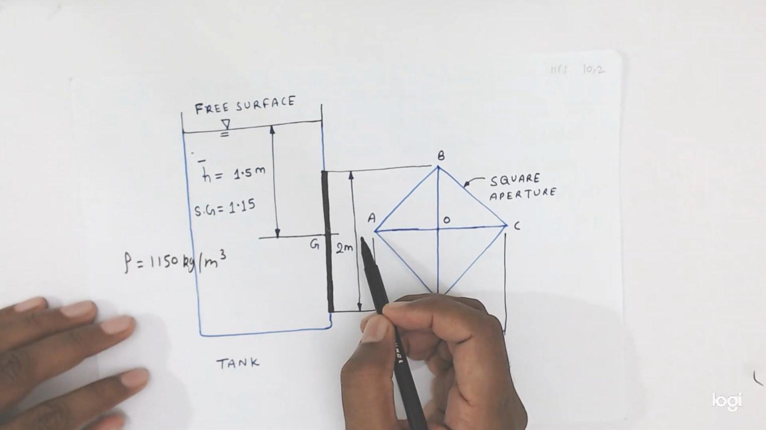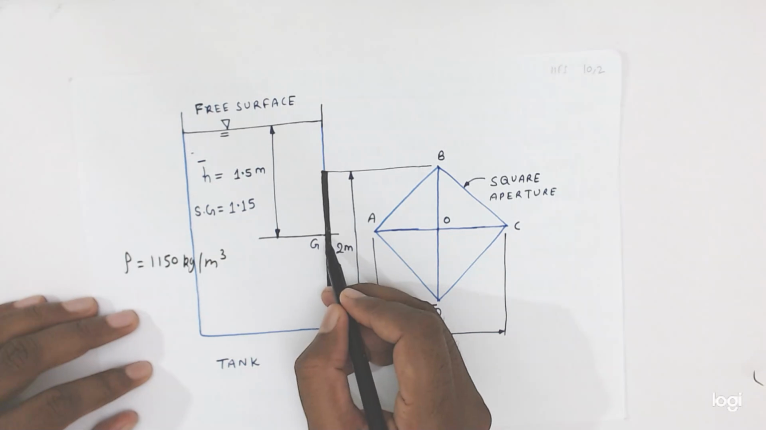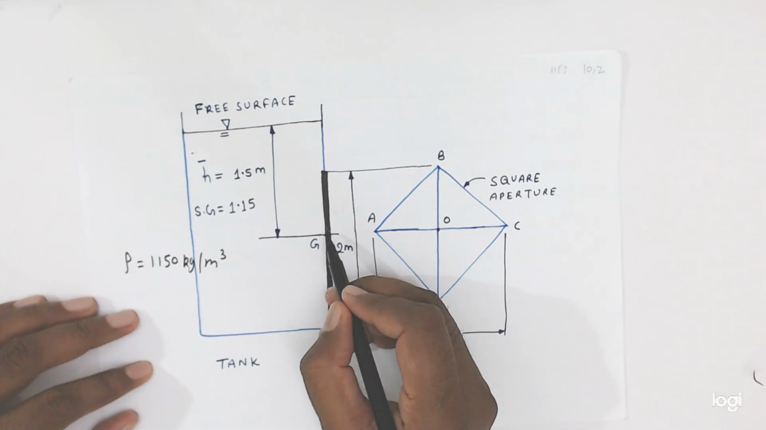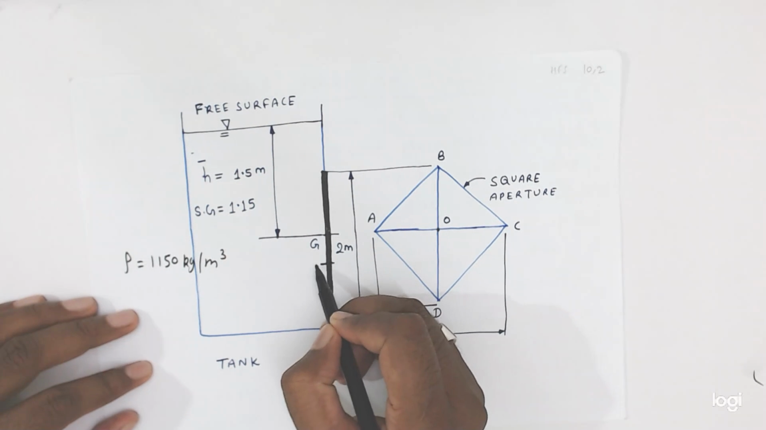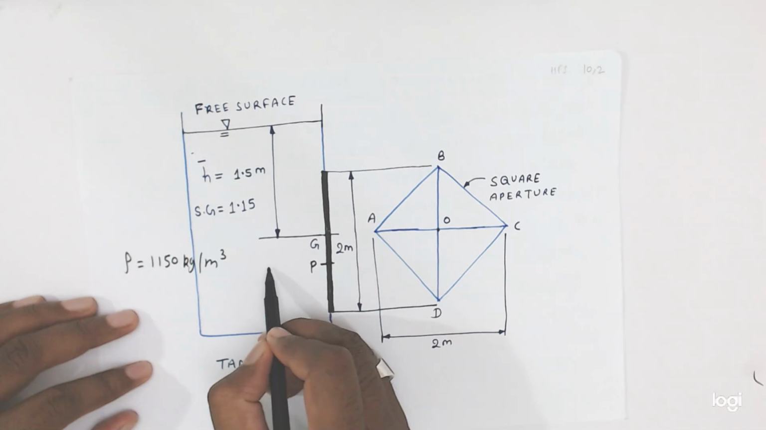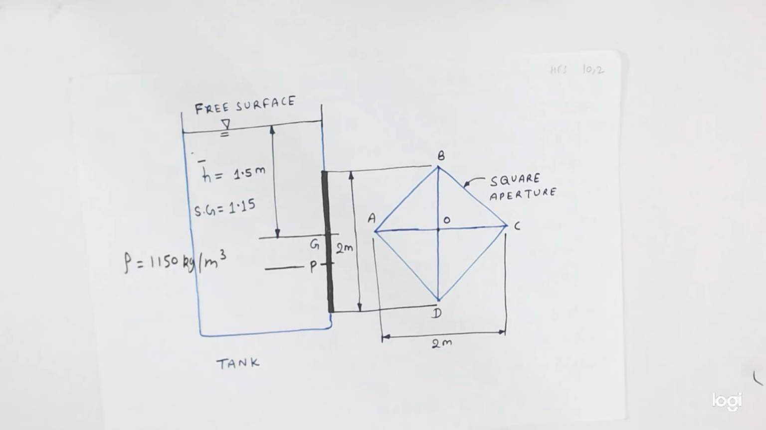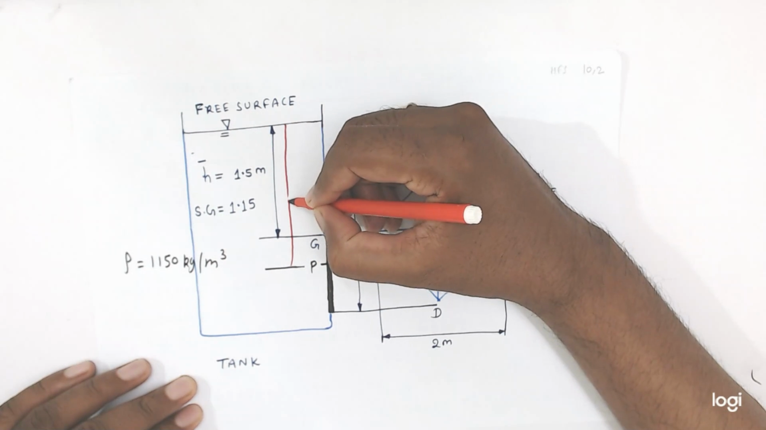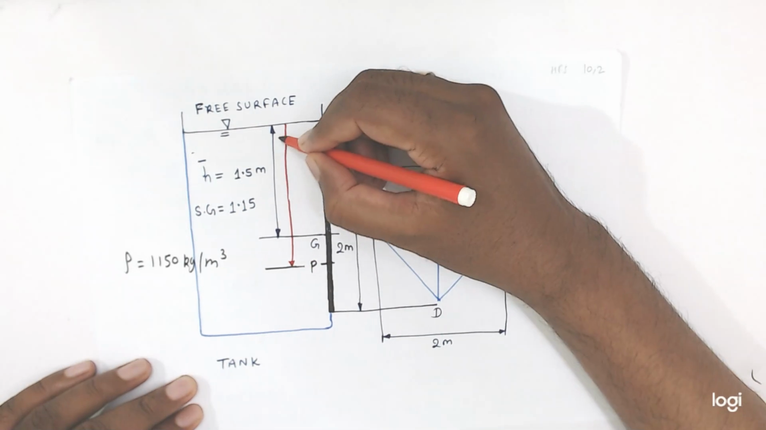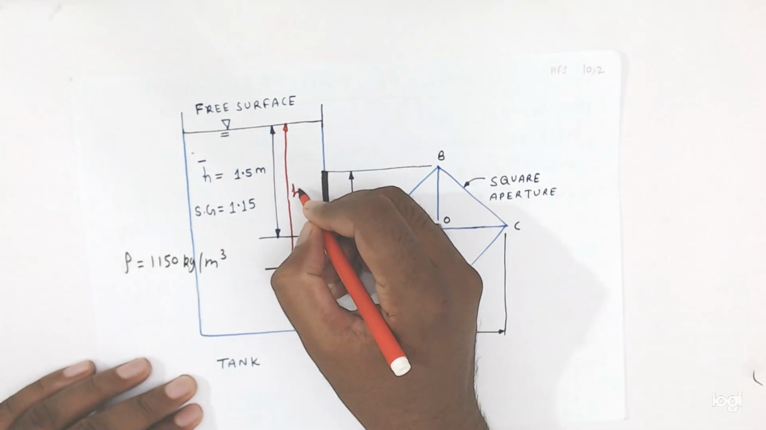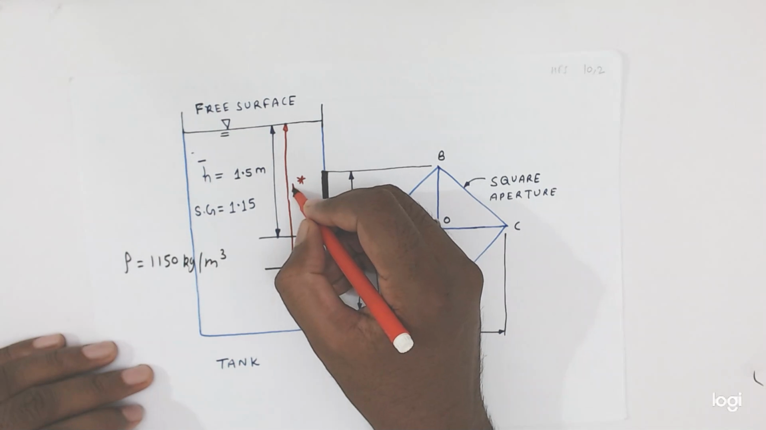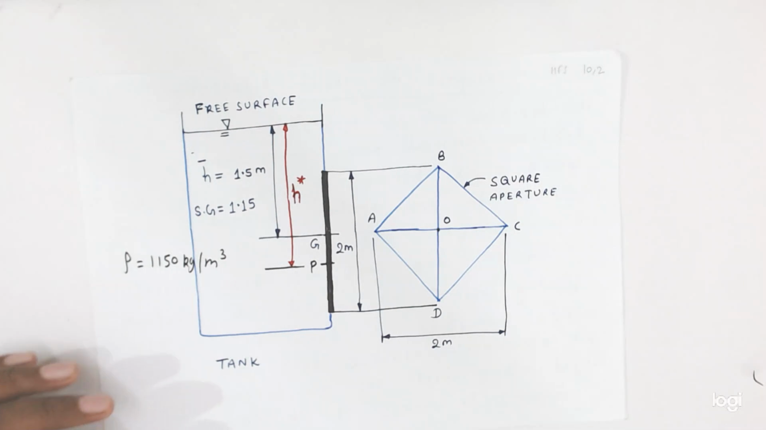So the center of pressure is just below the center of gravity. Suppose this is the center of pressure. This is CG, this is the G point. So somewhere here the center of pressure will come. This point is h star, the center of pressure value. Okay friends, now how to calculate this one? How will we calculate, friends?